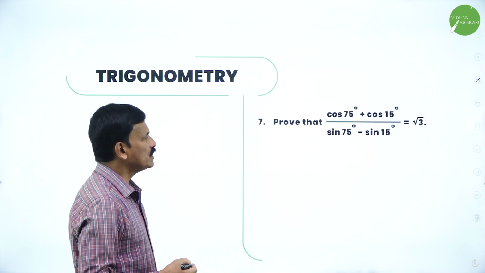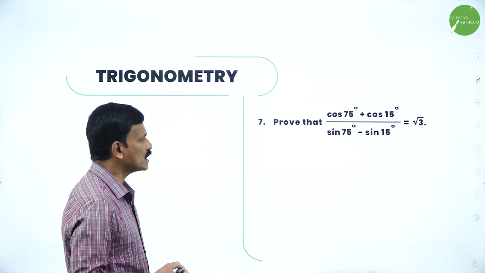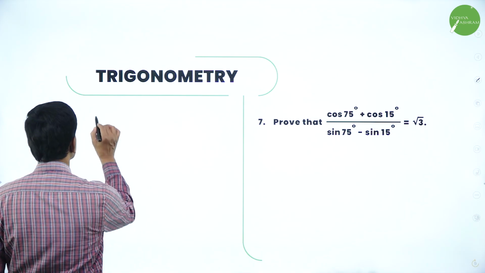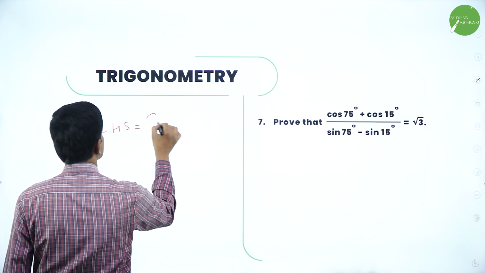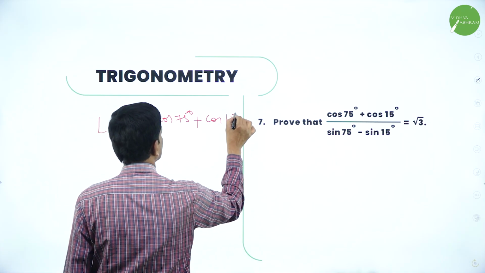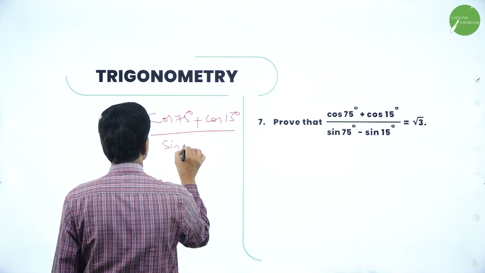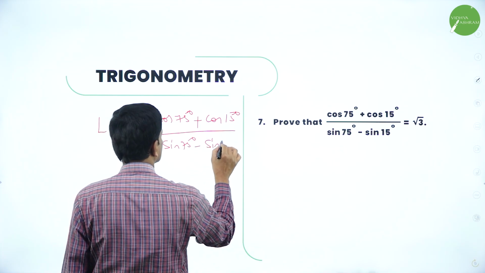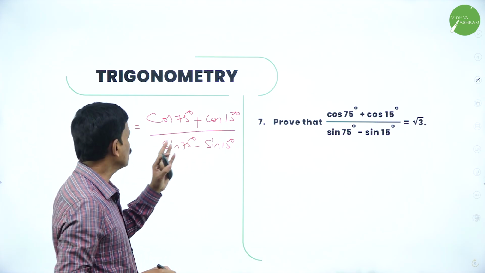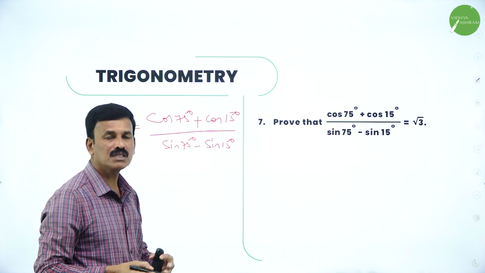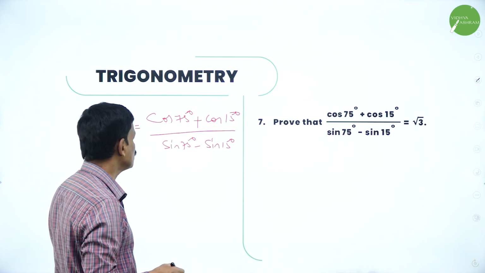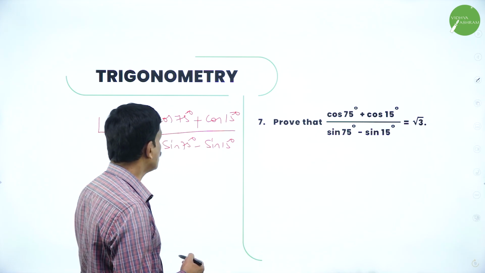Prove that sin 75 plus cos 15 degree divided by sin 75 minus sin 15 degrees. So, this can also be solved in two methods. Take LHS. LHS is cos 75 plus cos 15 degree divided by sin 75 minus sin 15 degree. If you know the standard values of cos 75, cos 15, sin 75, sin 15, substitute, take LCM and simplify. Otherwise, you can use cos c plus cos d divided by sin c minus sin d. Now, the numerator is of the form cos c plus cos d.